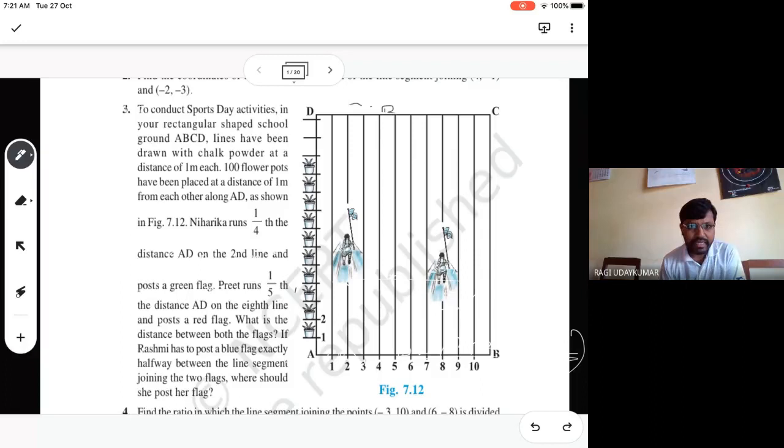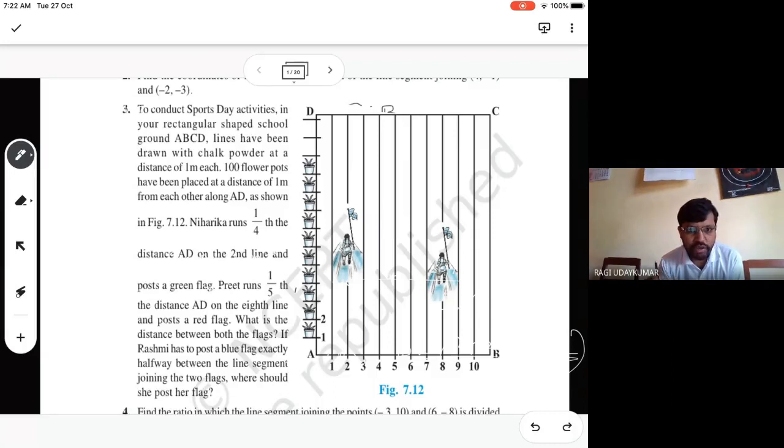Okay, and at a distance of 1 meter, 100 flower pots have been placed. Here one flower pot is there. Here another flower pot is there. Here another flower pot is there. And these are also placed at 1 meter distance. Each one is placed at 1 meter. Okay.